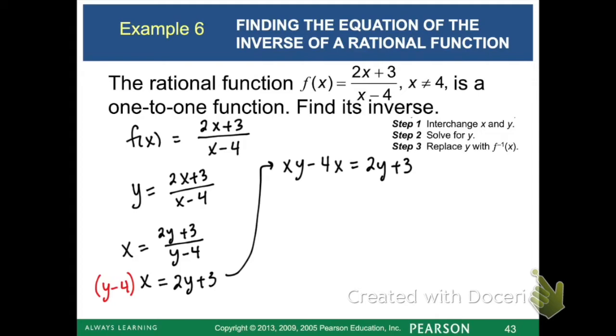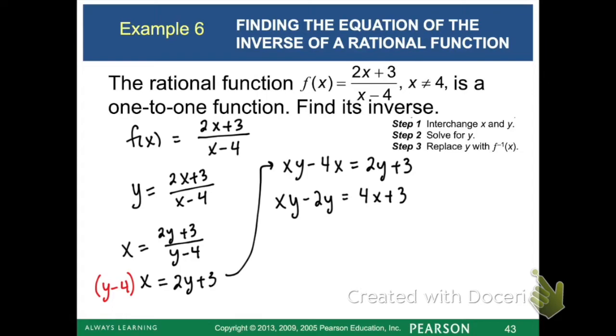Now at this point it might look a little confusing, but here's our goal. We want to get all of our y terms on one side and all of the terms that don't have a y on the other side. Because remember, we're trying to solve for y. So I'm going to subtract 2y over to the left side, and I'm going to add 4x over to the right side. So I get xy minus 2y, because I subtracted it to the left, and positive 4x plus 3.